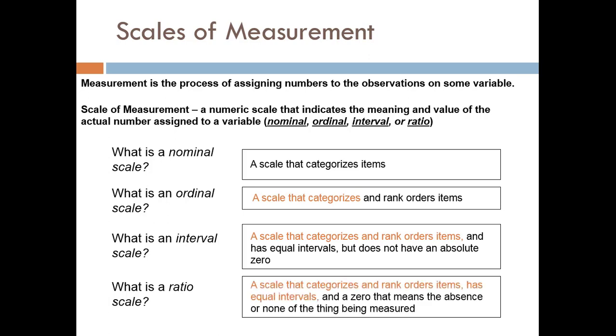There's a strong argument that this is the most complex scale of measurement because items are categorized like the nominal scale, they're rank ordered like the ordinal scale, they have equal intervals like the interval scale, and it has a meaningful zero. This means that there can be nothing or zero of our item or variable.